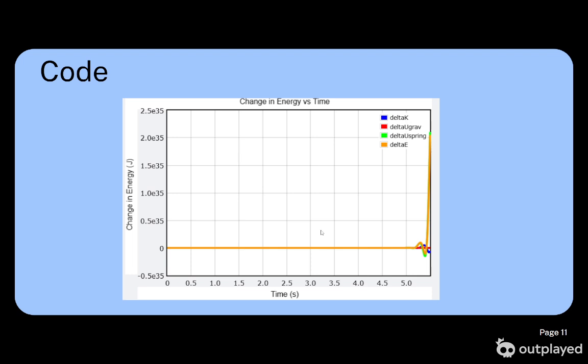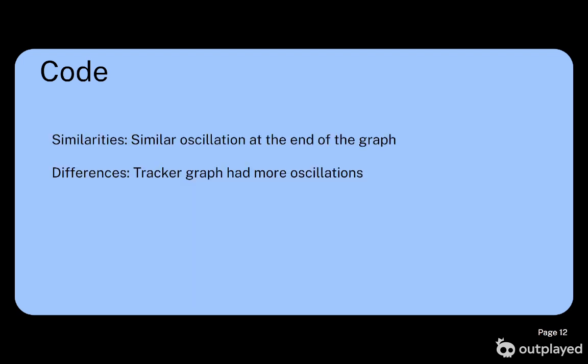This was my final graph, which didn't make too much sense because as the code was going, it would oscillate, but for some odd reason it would only present the oscillations here at the end. So when the code was running at time 0.5, there were oscillations, but in the final graph it just didn't show. I'm not too sure. Similarities: the oscillations at the end of the graph were similar to those given in Tracker, but of course the difference being that the Tracker graph obviously had more oscillations.